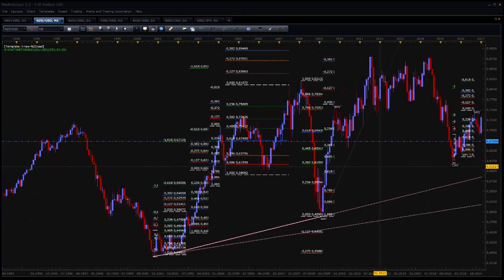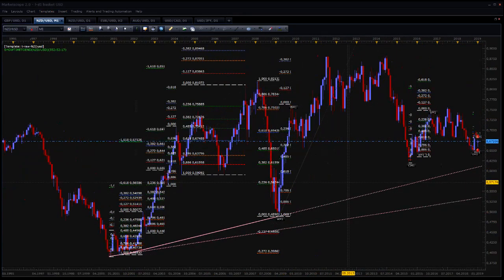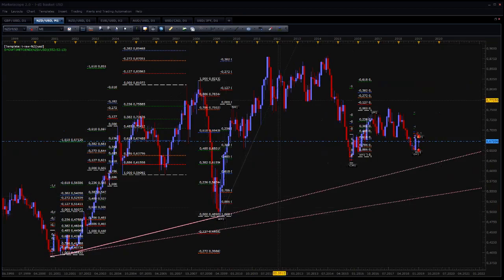So Kiwi dollar is still in uptrend. The long-term uptrend line has not been broken. The short-term uptrend line also has not been broken. The inner uptrend line has been broken at some point in time, and bulls started to test if they can go higher. They were rejected by bears, and then bears took control and went down.